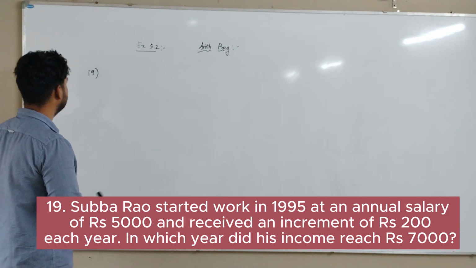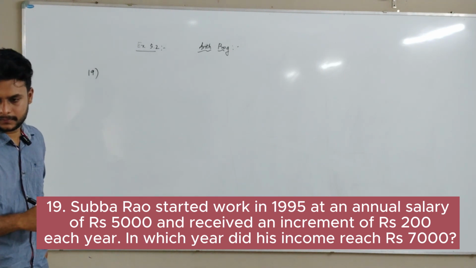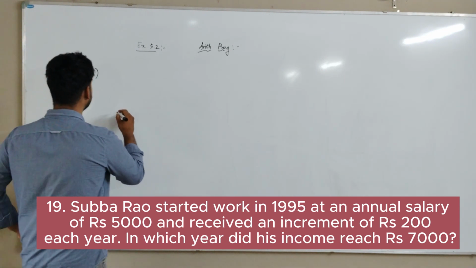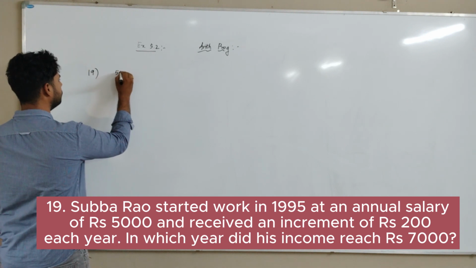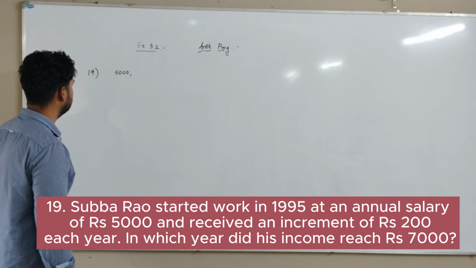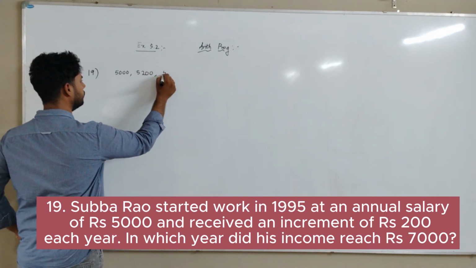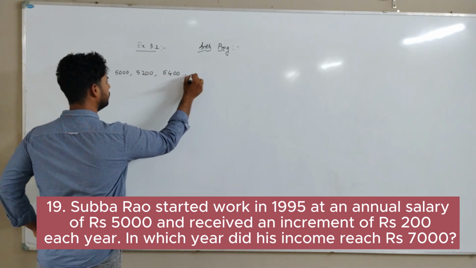Subha Rao started working in 1995 at an annual salary of 5,000 and received an increment of rupees 200 every year. In which year did his income reach rupees 7,000?